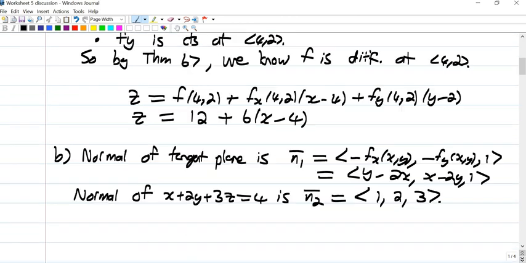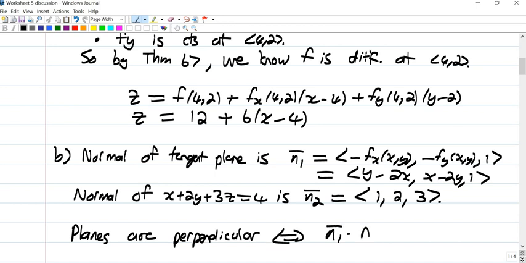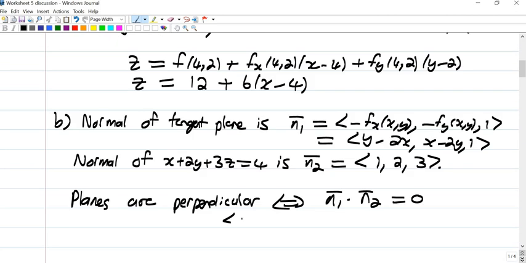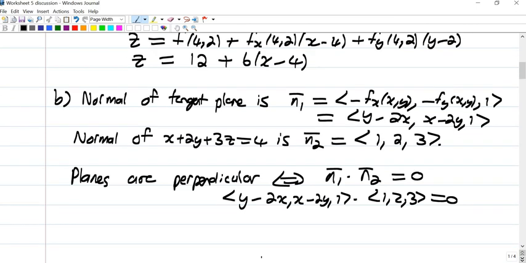All right? Now, planes are perpendicular if and only if the dot product of the normals is 0. And so that means that (y minus 2x, x minus 2y, 1), that's one vector, dotted with the other vector (1, 2, 3) equals 0. Now, if you do this calculation, I'm going to leave it up to you to verify. That happens when y is equal to 1.